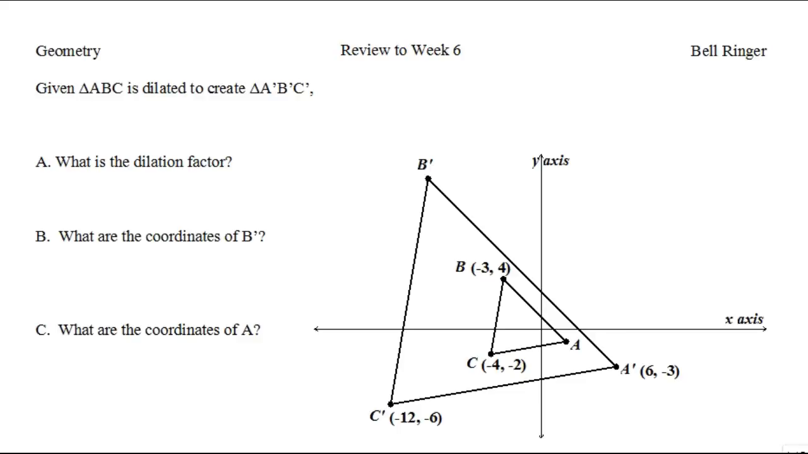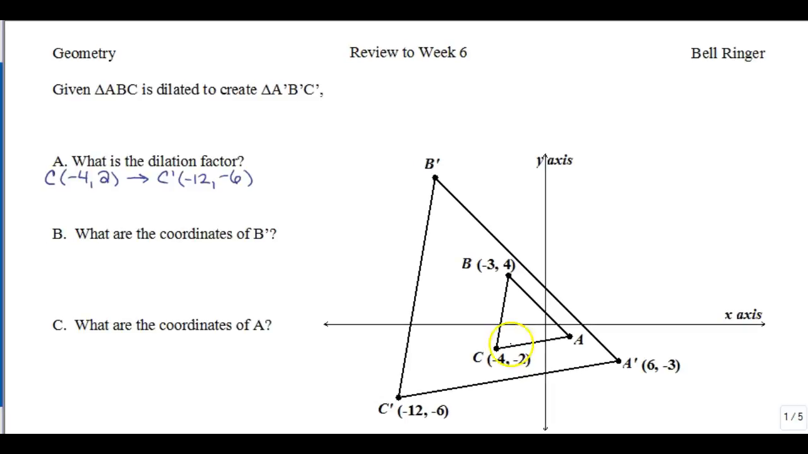We are given that triangle ABC is dilated to create triangle A', B', C'. Our first question is asking about the dilation factor. Let's see if we can find a pair of coordinates that are corresponding. I notice we have point C and C'. Coordinate C is at -4, -2. C' is at -12, -6.